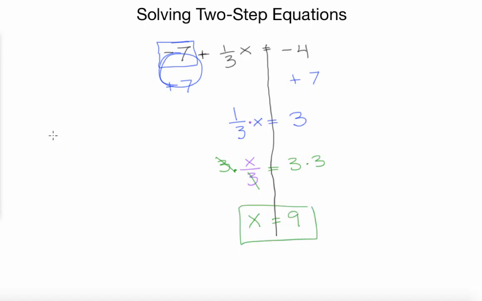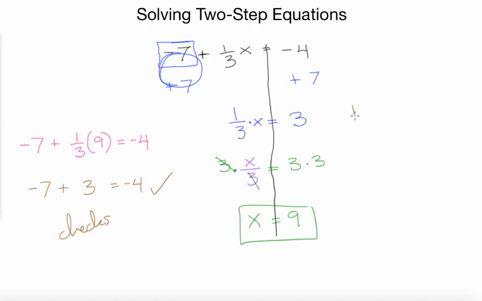All right, let's check our work. Does -7 plus 1/3 times 9 equal -4? We're going to evaluate through our steps. I got to do multiplication first. 1/3 times 9 is 3. And does -7 plus 3 equal -4? Yep, so it checks. So our solution then is that x equals 9 in this equation.